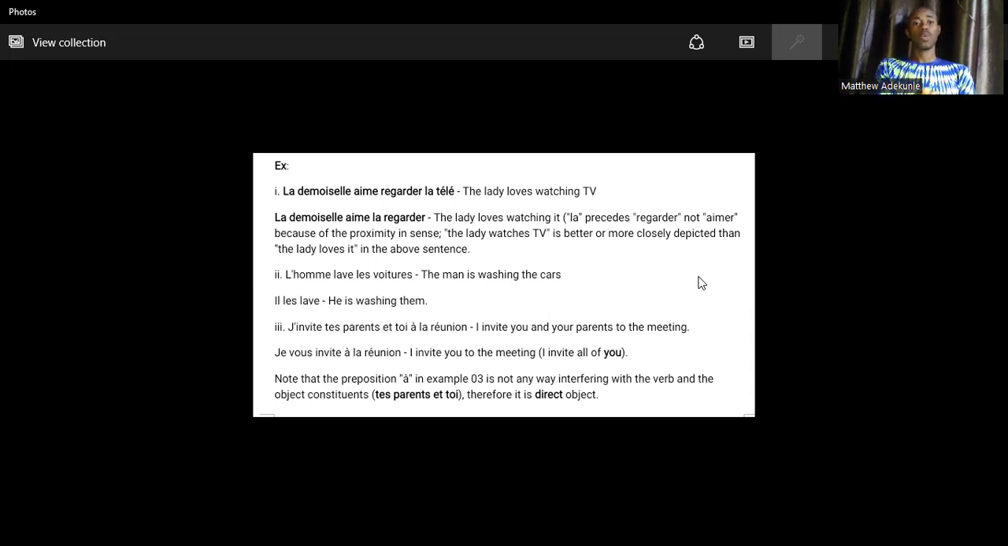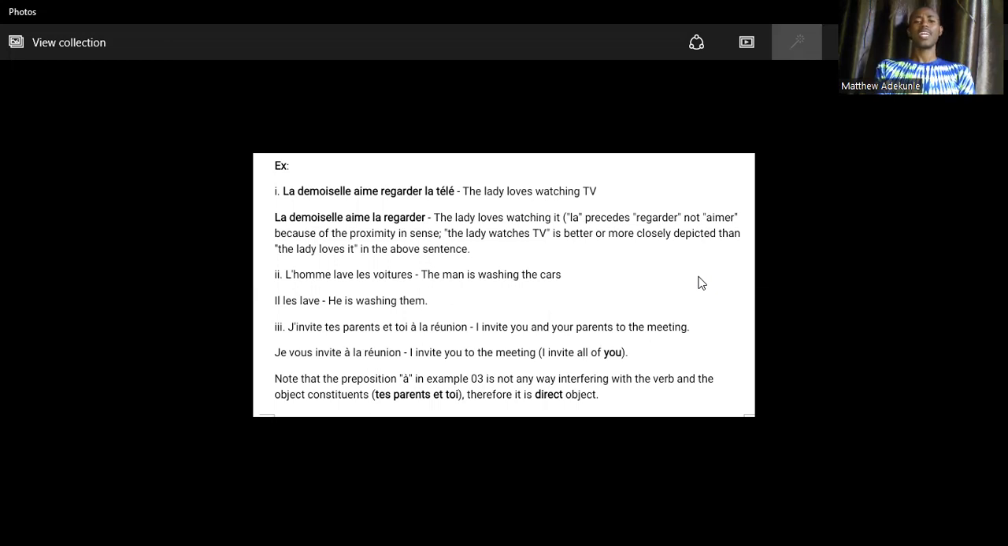Here we have two verbs. We have la demoiselle aime la regarder. We have aime and regarder. So you cannot bring the pronoun it before the first verb. Why? When we said the lady loves or likes, it means the same thing in French. Aimer means the verb to like or to love.